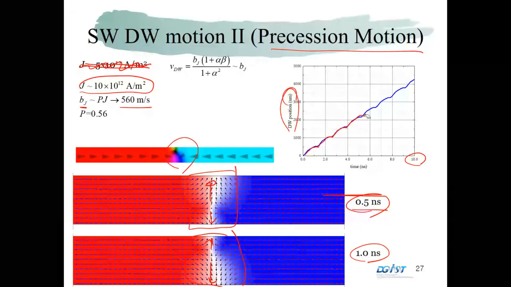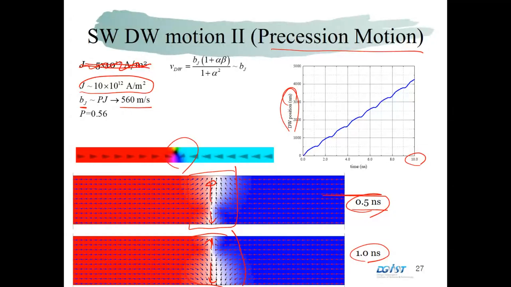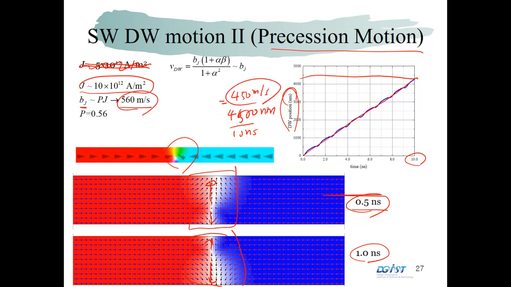So when we think about this part, domain wall velocity itself can be negative even in a small region. But the overall behavior of domain wall motion is the linear velocity, constant velocity. So here, this value is about 4,500 meter something to the 10 nanosecond. So you can obtain this value, and compared to our prediction, it's not that bad.